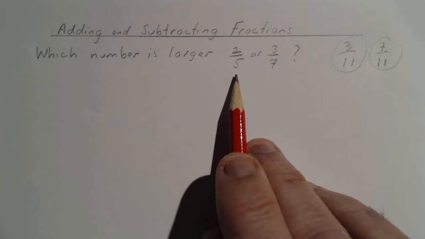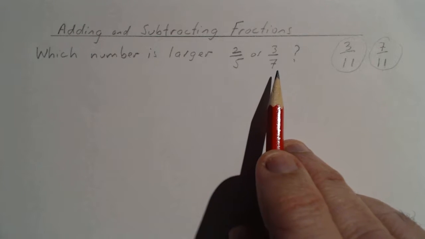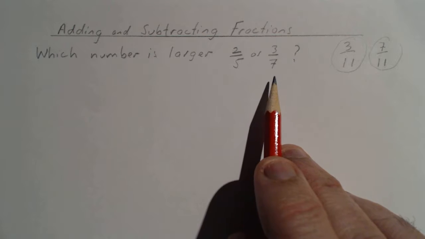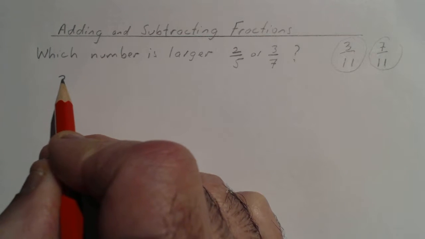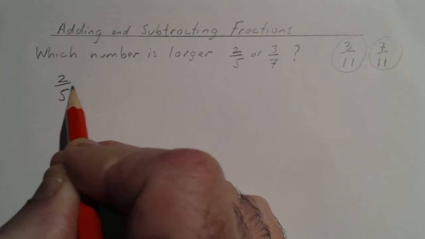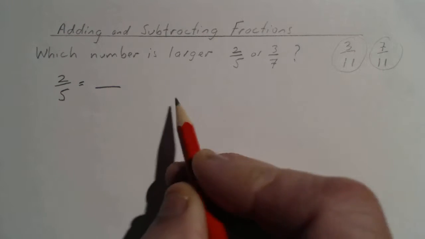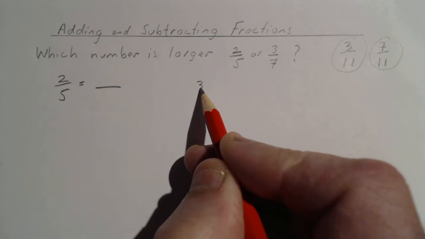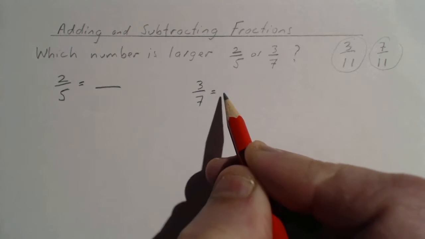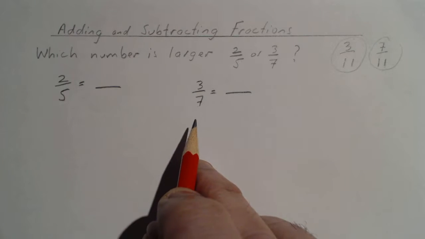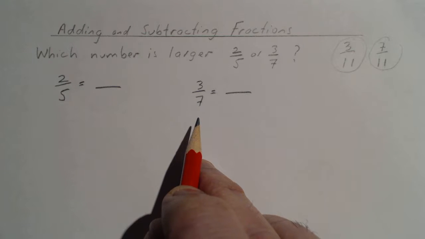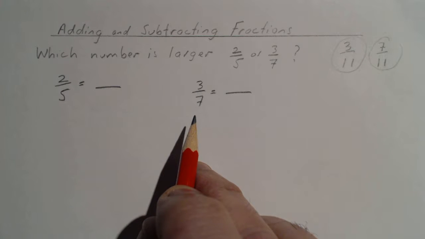So what we're going to do here, we're going to convert these two fractions into a common denominator. And once we've done that, we can tell which one is larger. So I'm going to convert 2 over 5 to a particular denominator, and then I'm going to convert 3 over 7 to the same denominator. So we need to choose a common number that 5 and 7 will divide into to get the common denominator. And that number will be 35.